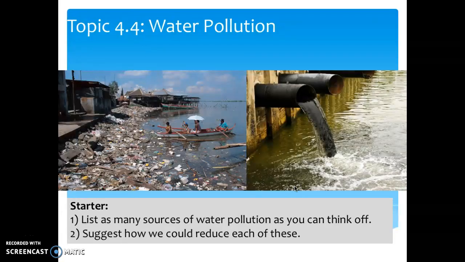All right, ladies and gentlemen, we are going to take a look at the final information in section 4.4, which is water pollution. So this goes along with our eutrophication information. So really, we've already talked about 4.1 and 4.4, and then we're going to go back and talk about 4.2 and 4.3 before we wrap up the year.